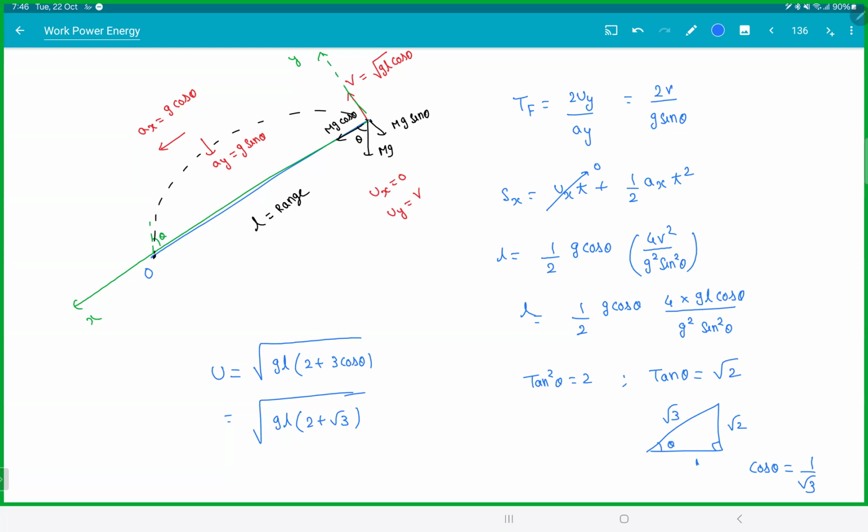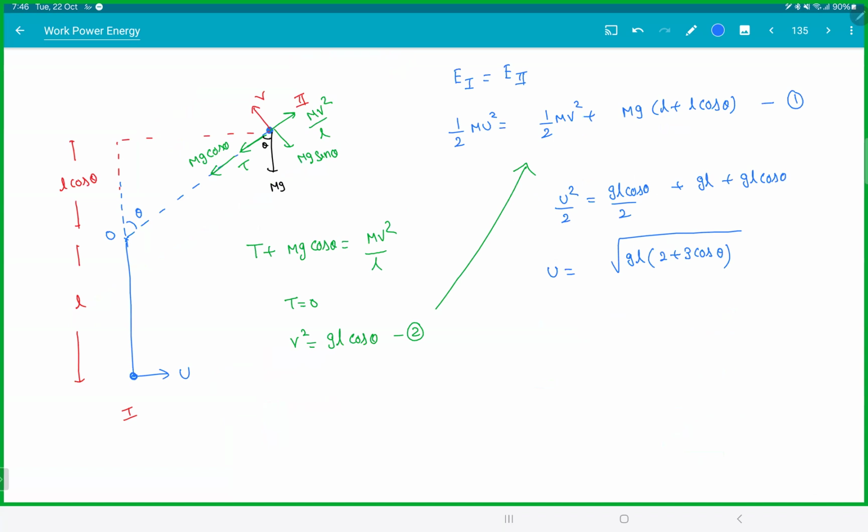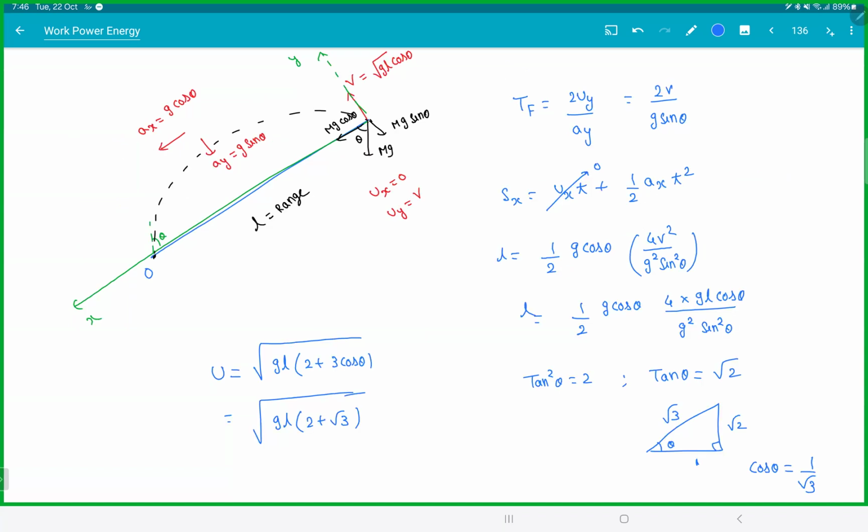This is what makes this question advanced. So first you find the point when the tension is 0, circular motion and NLM. Then you conserve energy, work power energy. And then use projectile on incline. 4 chapters.